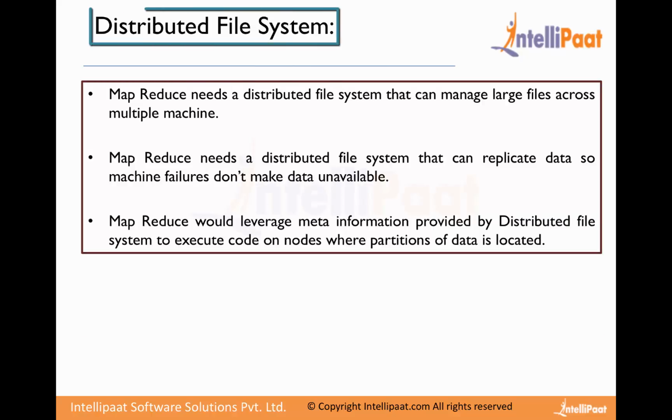Distributed file system. So we understood that MapReduce needs a distributed file system that can manage large files across multiple machines. MapReduce needs a distributed file system that can replicate data so machine failures don't make data unavailable. MapReduce would leverage meta information provided by the distributed file system to execute code on nodes where a partition of data is located. Okay.